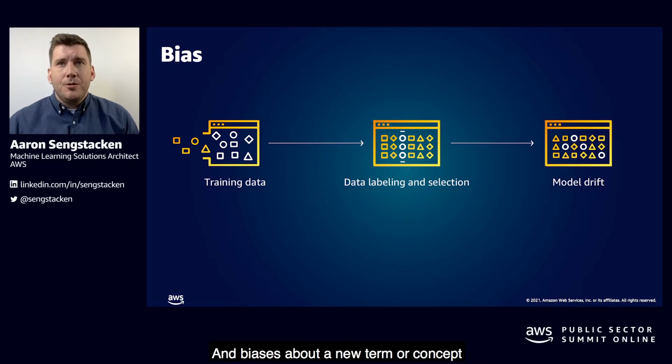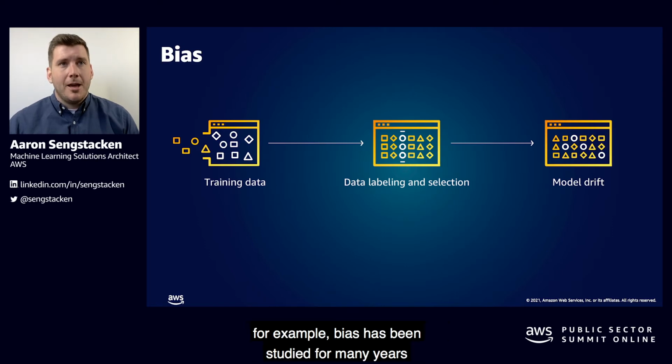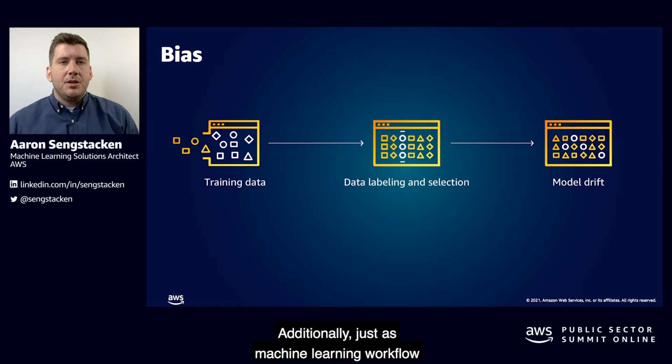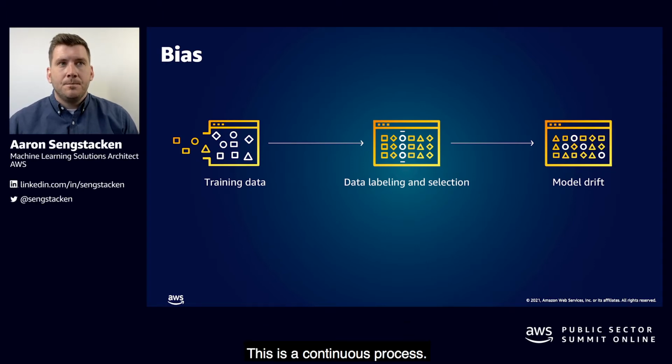And bias is not a new term or concept when it comes to machine learning or mathematical modeling. Right? For example, bias has been studied for many years in the design of experiments and in psychology. Additionally, just as the machine learning workflow is not static and complete once we deploy a model, neither is your work in monitoring and analyzing your machine learning application for bias. This is a continuous process. So let's look at some of the ways that bias may be present in a model.